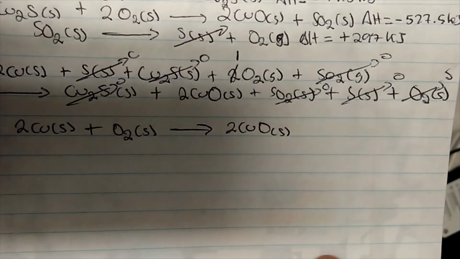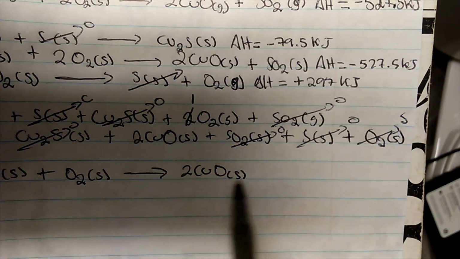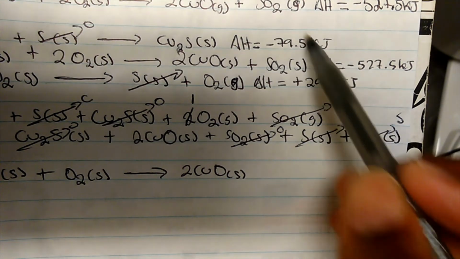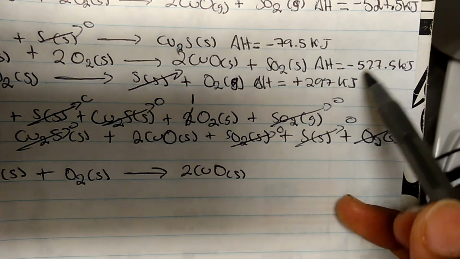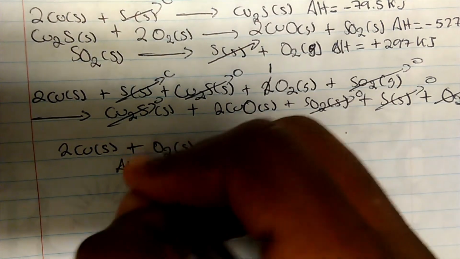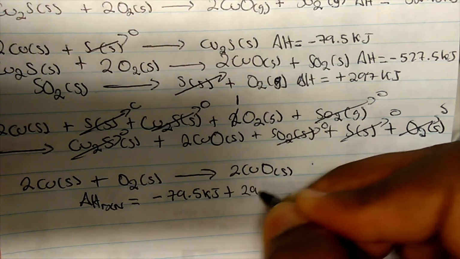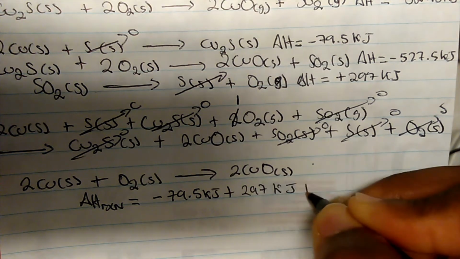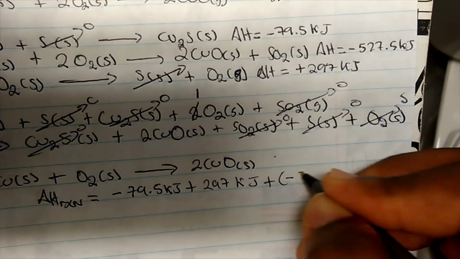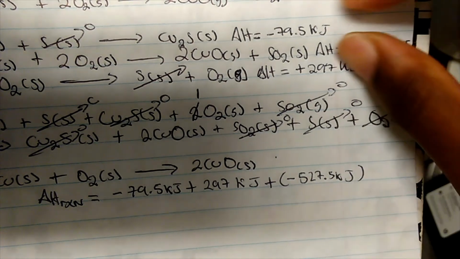So how do we calculate the change in enthalpy? Well, if in fact we get the target reaction, we simply add the values that we calculated. In this case, the change in enthalpy of the reaction is going to be negative 79.5 kilojoules plus 297 kilojoules plus negative 527.5 kilojoules. So all we're doing is just adding these.